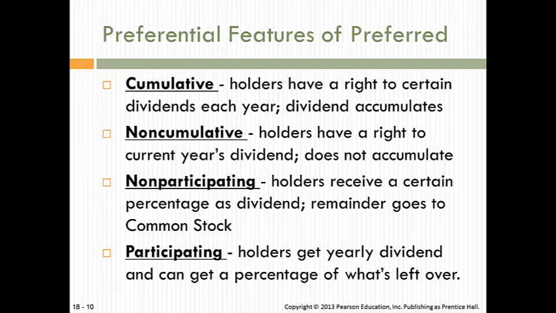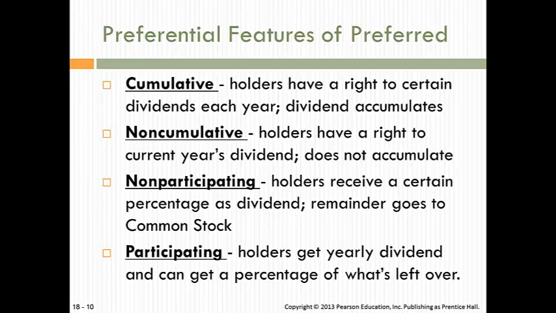The second is non-cumulative. This means that if the corporation doesn't declare dividends and the non-cumulative preferred stockholders don't receive a dividend, the company doesn't have to pay them in the next year.